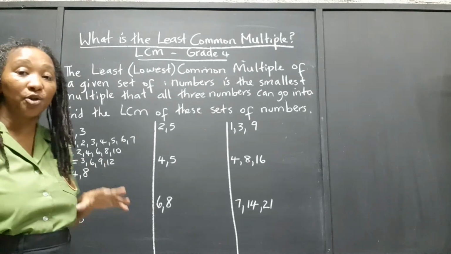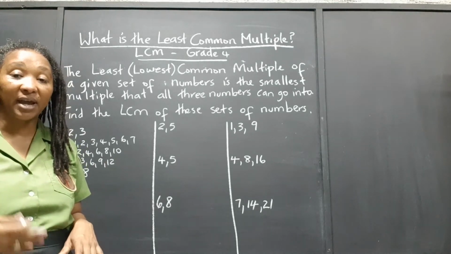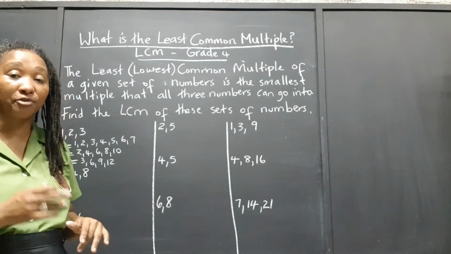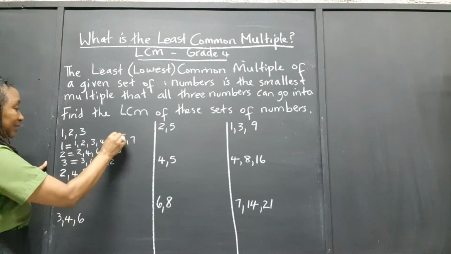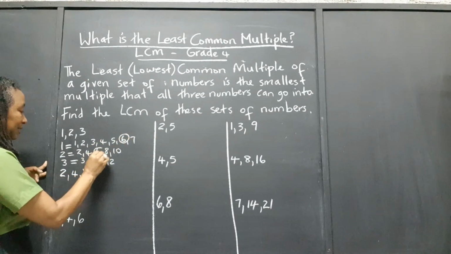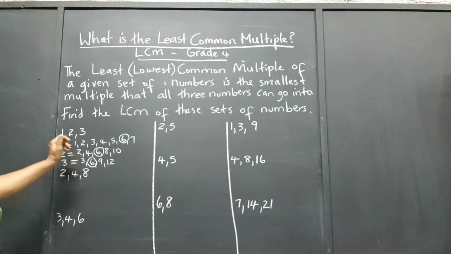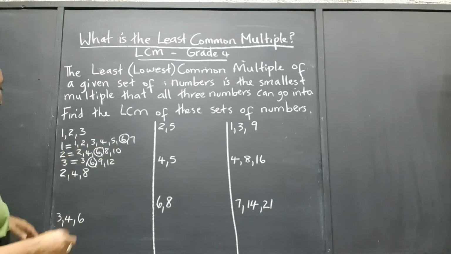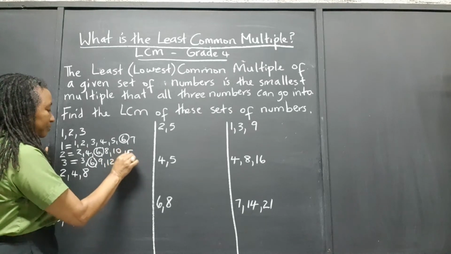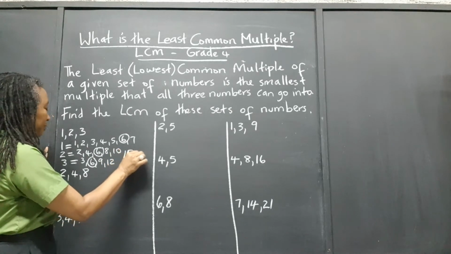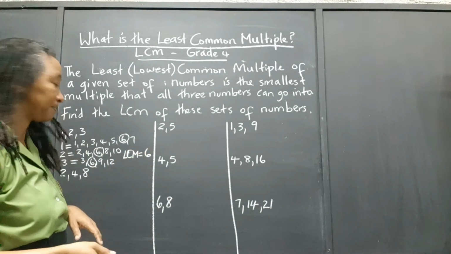So let's look. Is there any number that is common to all three? Is there any number that you see in all three of the listed multiples? Well, I see that there's a 6, 6, 6. And it's the smallest one, it's the first one that's common to them. So we would say the lowest common multiple of 1, 2, and 3 is 6.